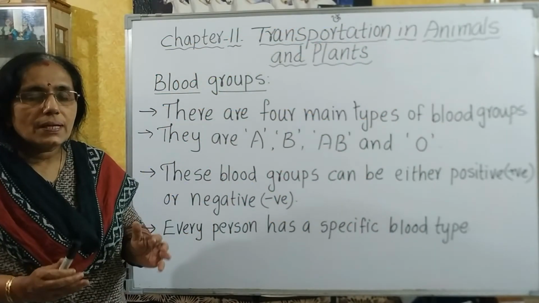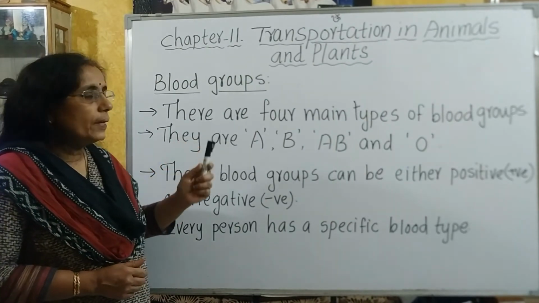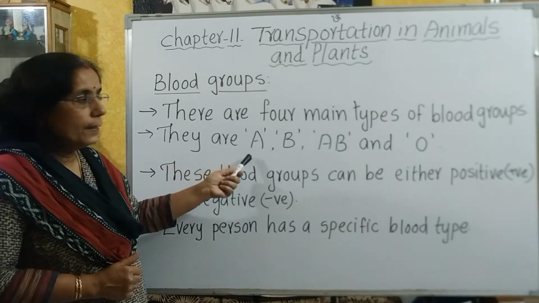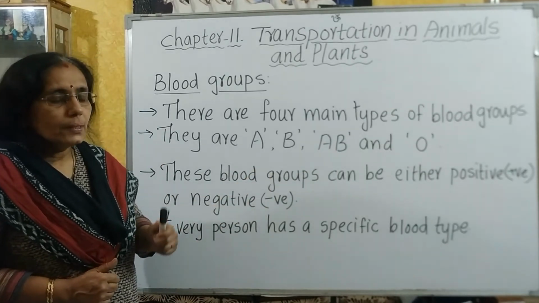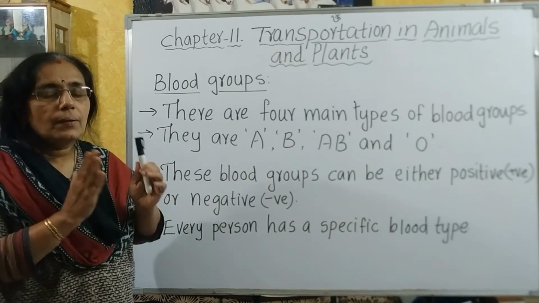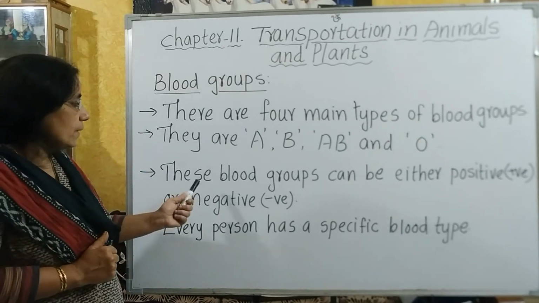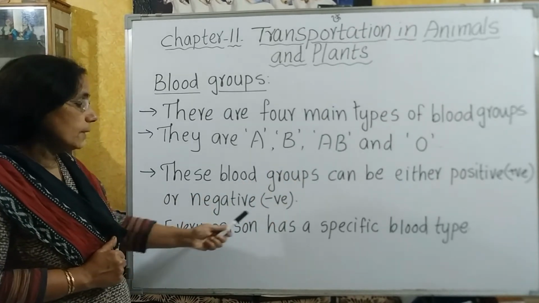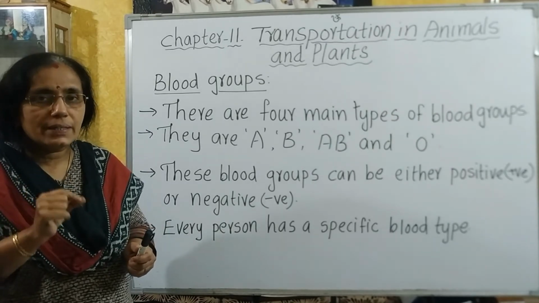Now let us understand a little bit about blood group. There are four main types of blood groups. They are A, B, AB and O. See, there are four blood groups. It can be either blood A, B, AB or O. And these blood groups can be either positive or negative. This positive or negative is based on the RH factor.